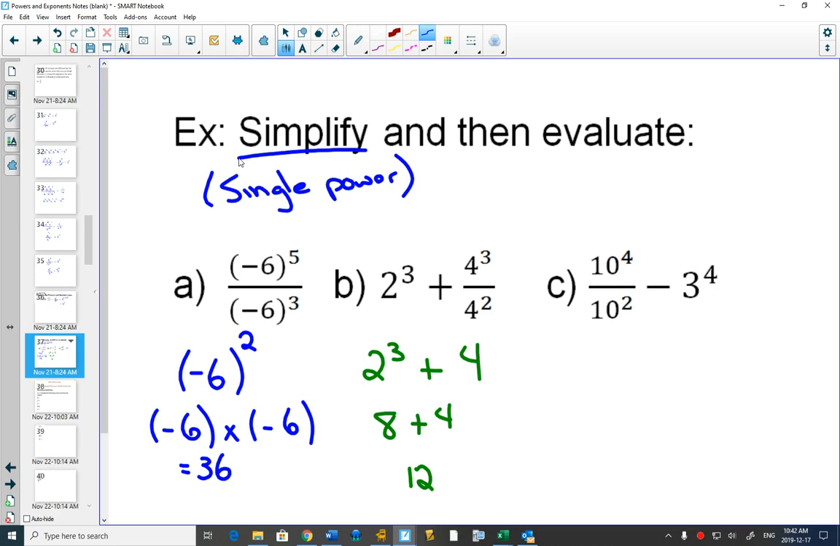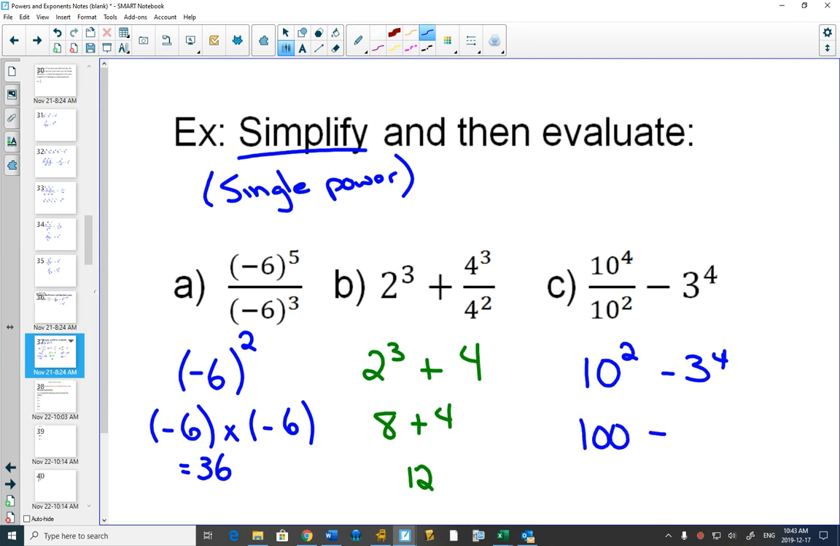Part C. We have dividing here with the same base. How many 10s would be left? 4 on the top, 2 on the bottom, they'd cancel out. You'd be left with 2. Mental math, what's 10 squared? 100.